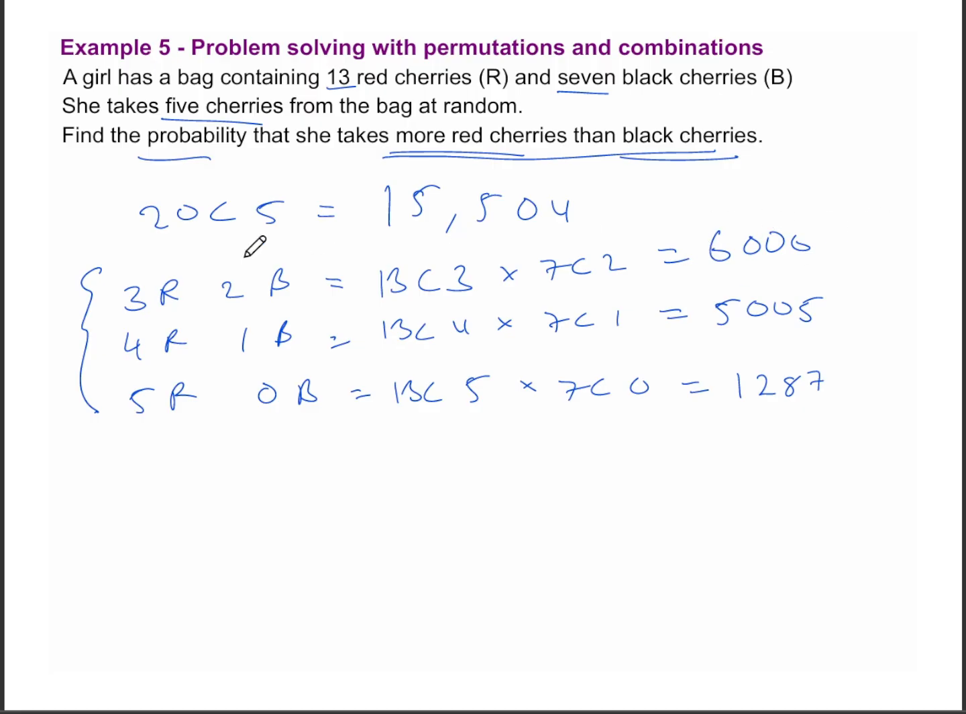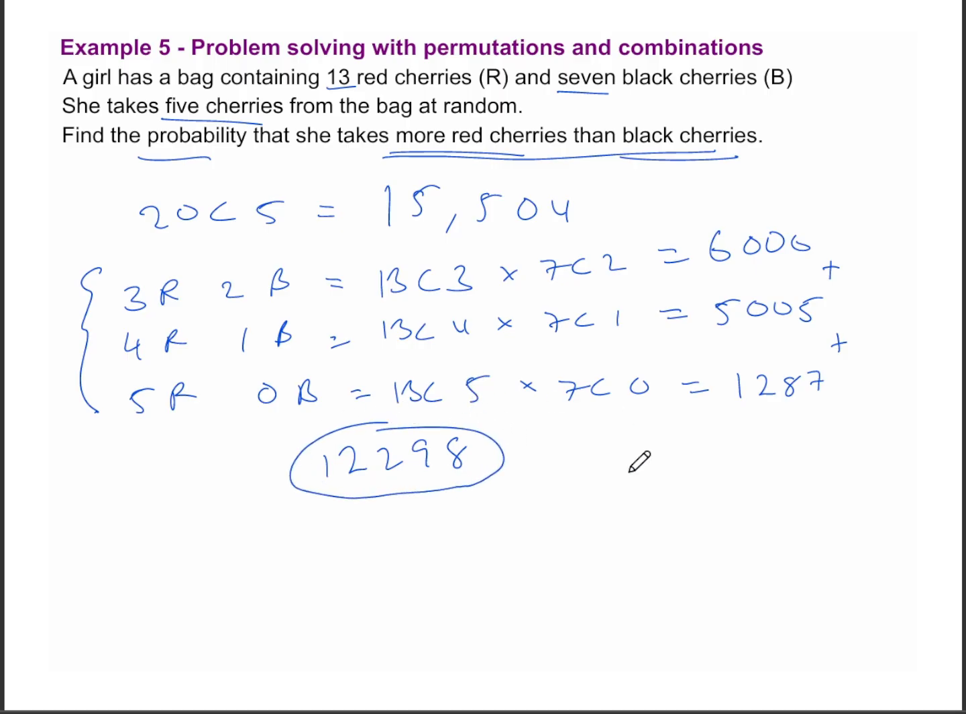And so we either have 3 red, 2 black, or 4 red, 1 black, or 5 red, 0 black. You see how we use the word or, which shows that they are different scenarios that are all successful, which means we're going to add up those total combinations of choices that we have. So 1,287 plus 5,005 plus 6,006, which ends up giving us 12,298. These are going to be our successful events.